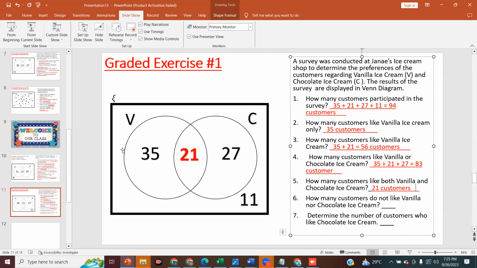Jalen, I can't remember your last name. Jalen, are you there? Yes, sir. What do you have for number 6? How many customers do not like vanilla nor chocolate ice cream? 11. 11, very good. How many persons have 11?